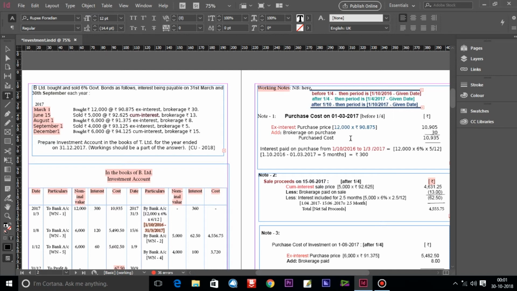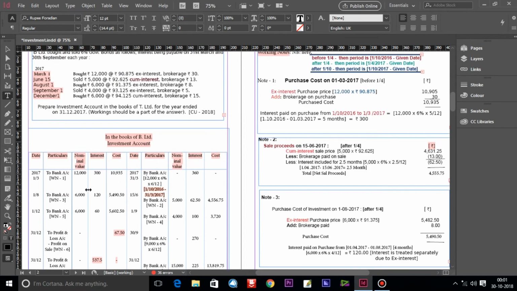I told you earlier that brokerage is being paid by the purchaser. Therefore, the total cost will increase. So, purchase cost is 10,935. Now, purchase price, that means cost. And we mention that figure under the cost column, and the interest amount under the interest column. Let us see the next transaction.